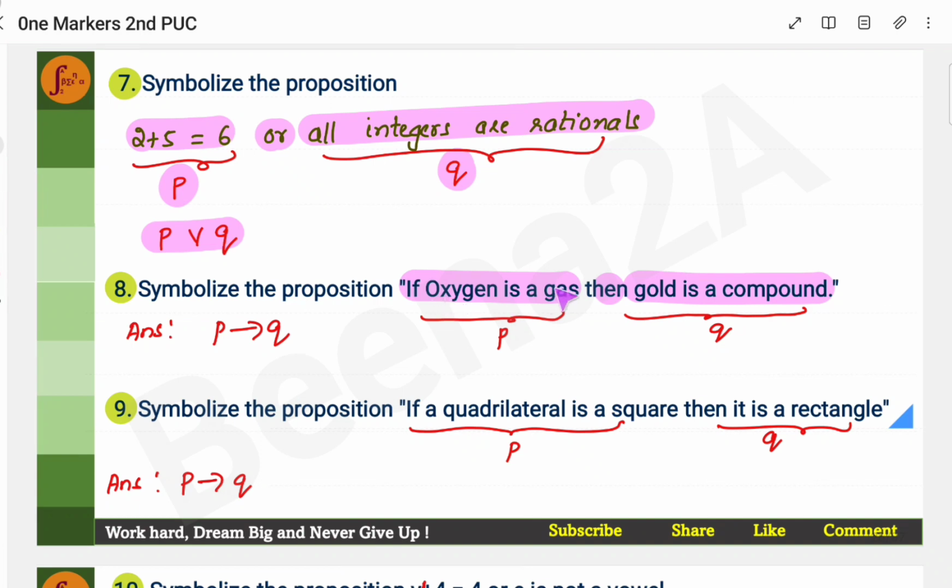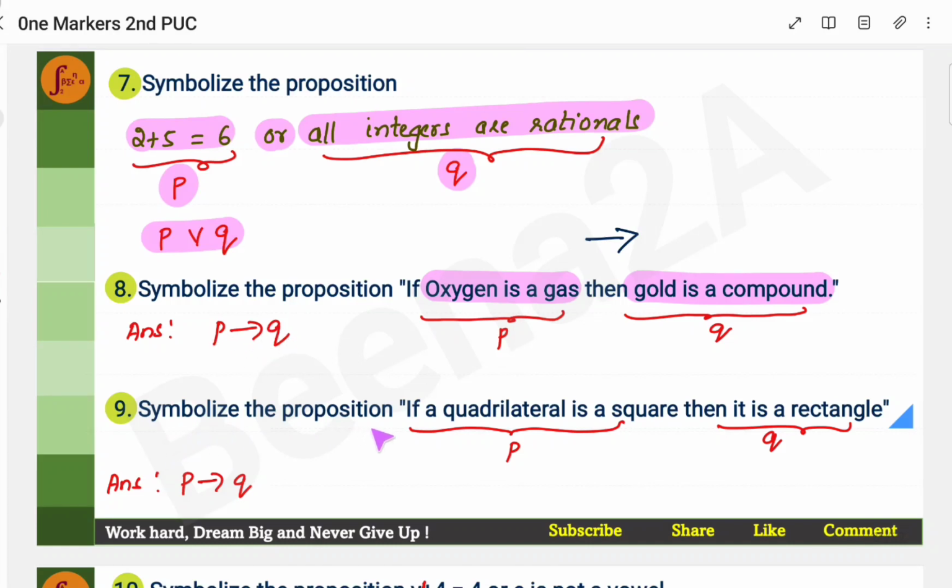So oxygen is a gas. You should just consider oxygen is a gas. This is one proposition. Then gold is a compound. This is one proposition. Don't put if and then. So what does if and then mean? It means conditional. If then means conditional, arrow. So it will be P conditional Q, because it's if then.